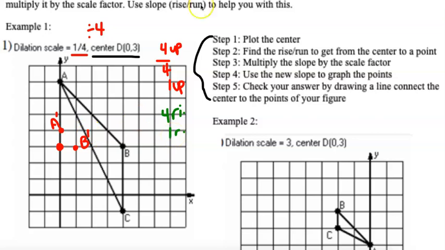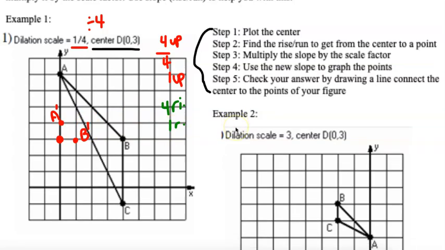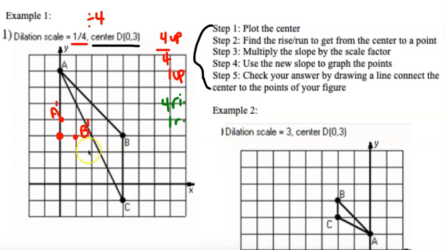Now, it is a little trickier when you have a point in 2 directions away. So first, you're going to start at your center again. It's 1, 2, 3, 4 down. So I'm going to say 4 down. And then 1, 2, 3, 4 to the right.